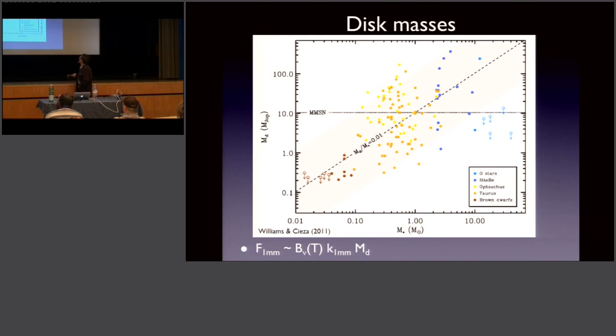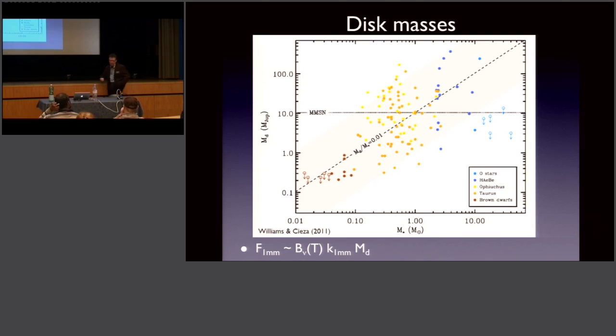The other thing that you can see in this graph is that in the high mass regime, beyond 10 solar masses, there are no detections, or very doubtful detections, of disks around already formed main sequence O stars. Okay.